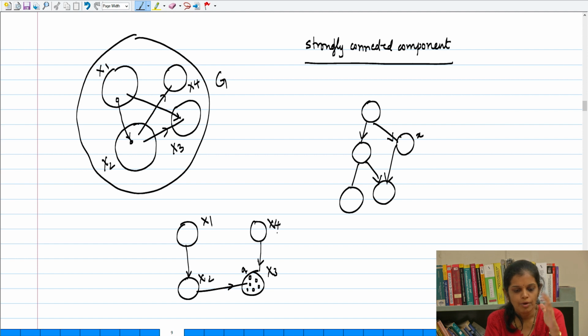So now can you use these observations to say that we possibly can design an algorithm, based on these observations, to find the set of strongly connected components in a graph?